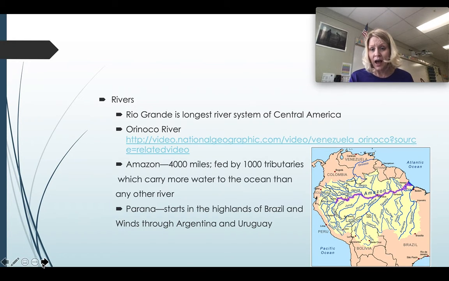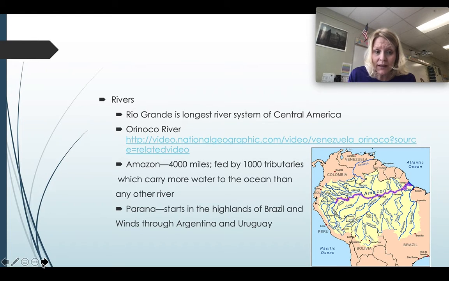And then we get the Amazon. Look at that map right there. That map is really very telling. The Amazon is 4,000 miles long, and it's fed by 1,000 tributaries. Now, tributaries are these smaller rivers. Look at all of those. Those are not little, those are like major rivers, and there's probably maybe 30 of them right there. Those are rivers that feed into the Amazon, and then the Amazon sends it into the Atlantic Ocean. This is a major, major water system. It carries more water than any other river. The Nile is the longest river. The Amazon is the biggest river.